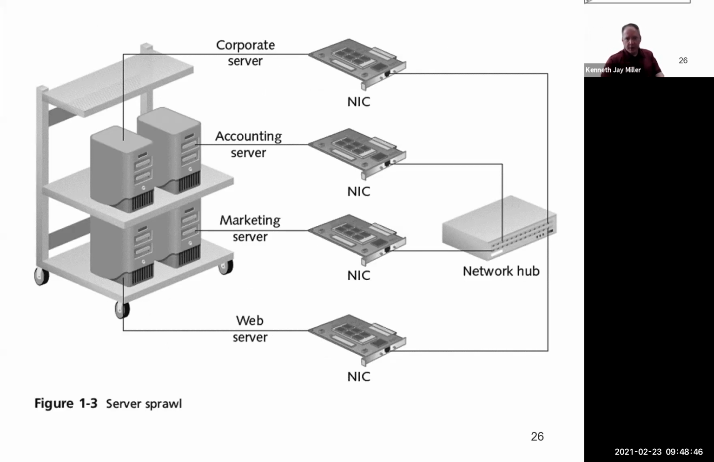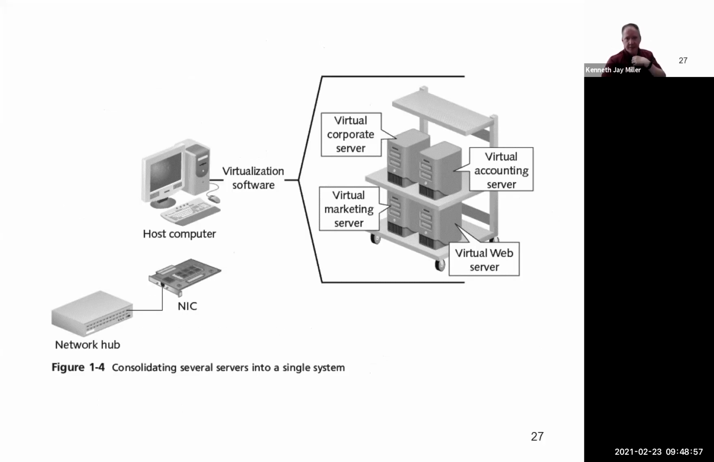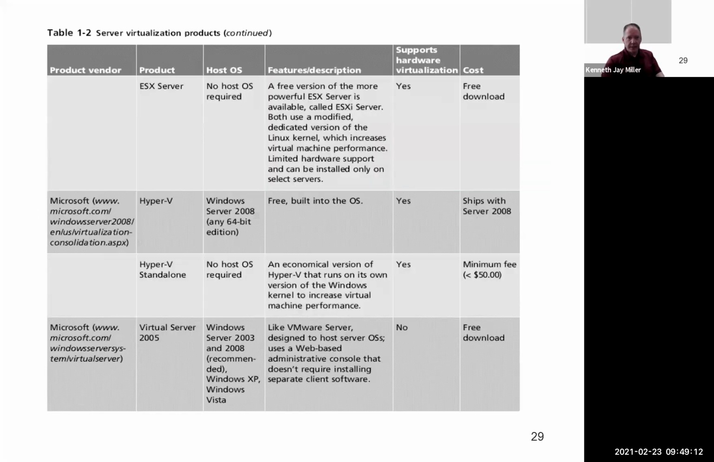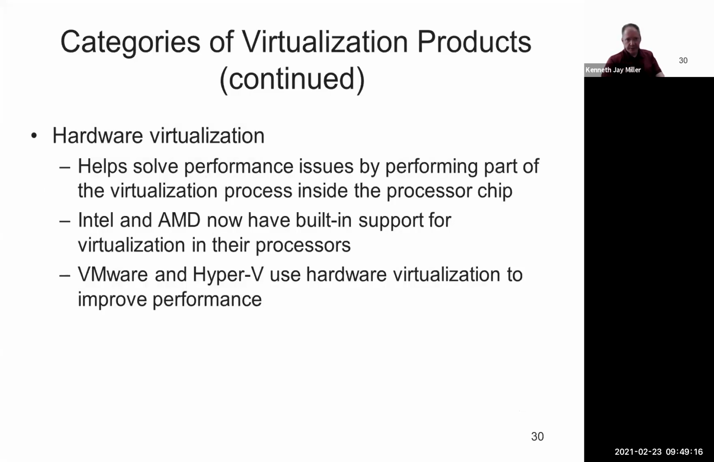So here's server sprawl, where we have a web server, marketing server, accounting server, corporate server, and we have 4 servers, 4 network cards, and then they all connect. Whereas we can virtualize it and put it all into one virtualization environment, and away we go. So it's going to simplify things. Okay, here's some of the information on the VMware products and the Microsoft products and so forth.